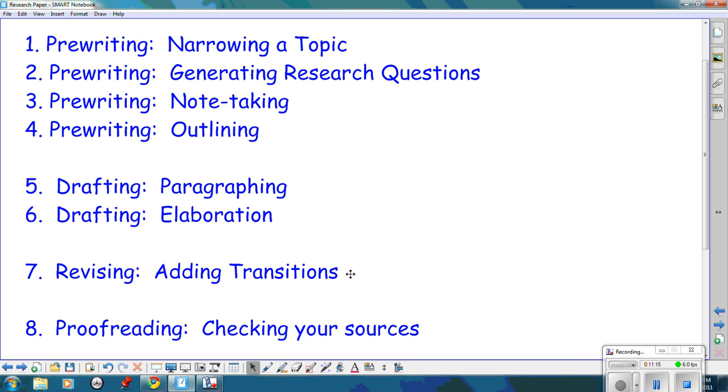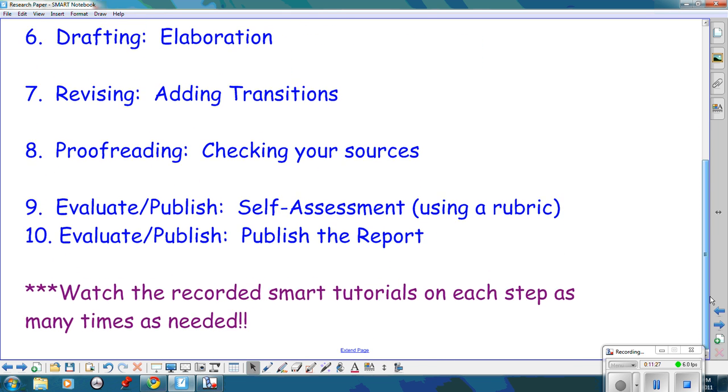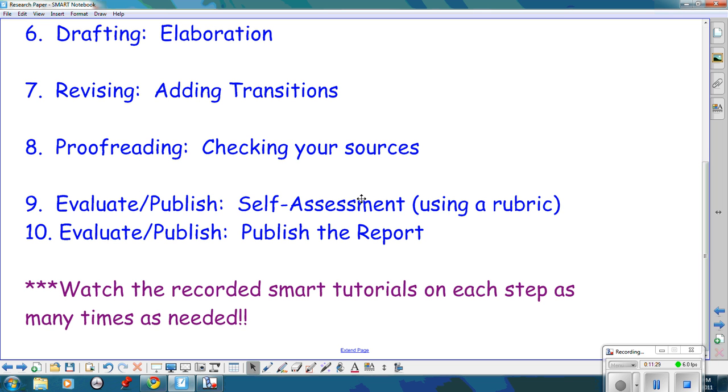And then in the revising process, you might add transitions, make things more clear in your writing, and then finally proofreading at the very end to check your sources, make sure you have those listed, and then evaluate and publish. You'll use a rubric at the end, and you'll publish your report with all of those parts. We will go through each of those steps in tutorials. You'll be able to see those and review them anytime, as often as you need.